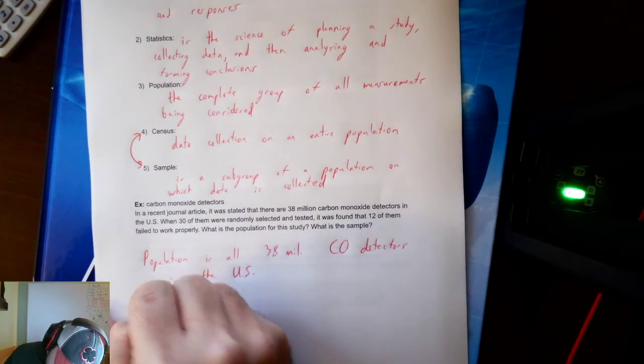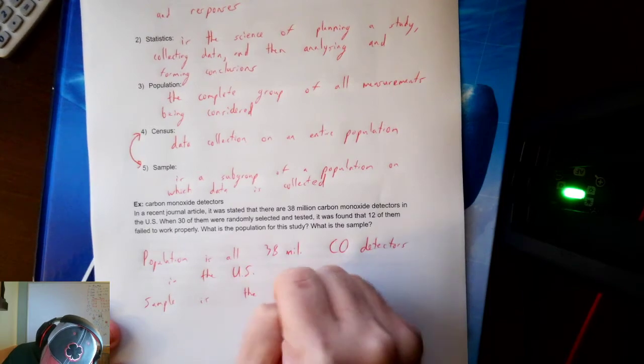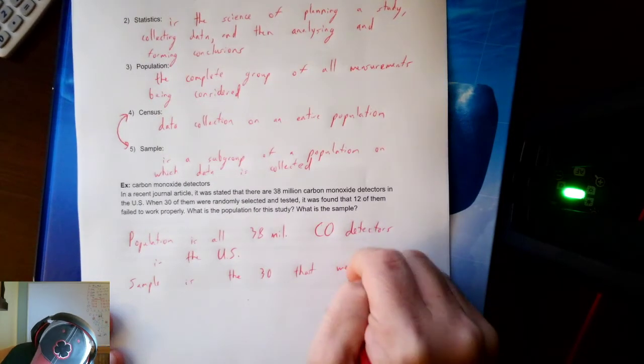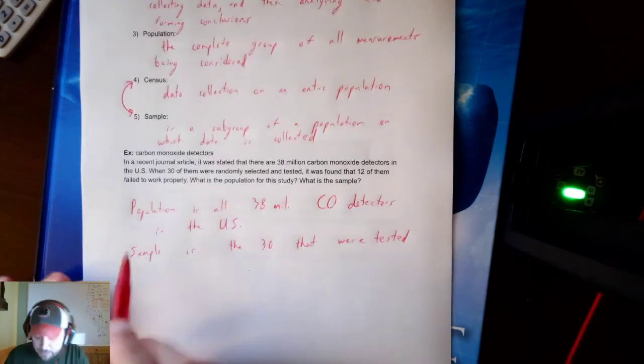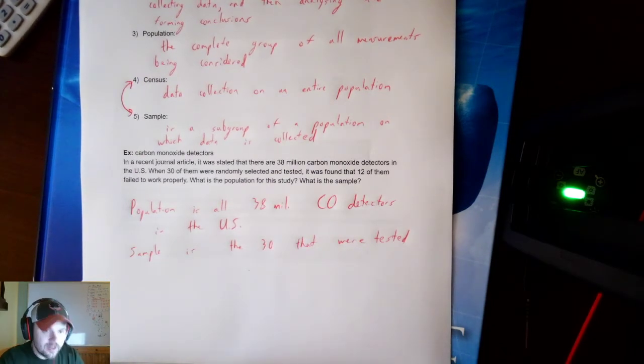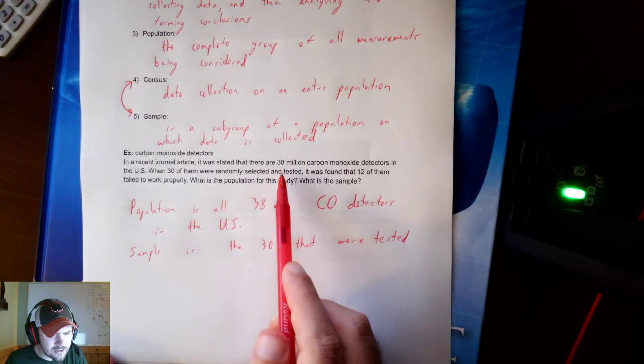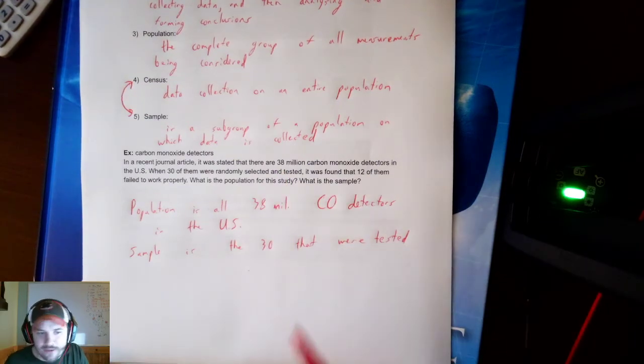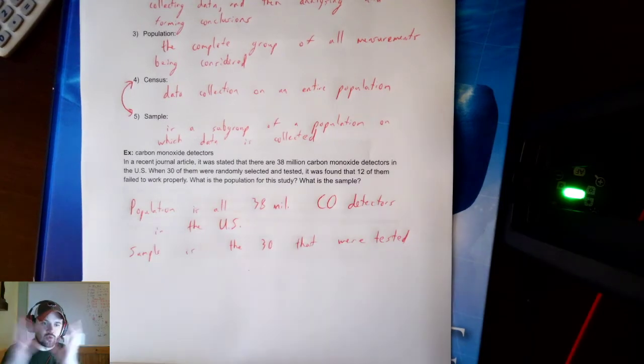What's the sample? The sample is the 30 that were tested. The population is all 38 million of them. The sample is the 30 that were tested, right? We took a small sample. Now, why would we have a population and then take a sample? Well, let's think about it. If you were testing the safety of carbon monoxide detectors, is it reasonable to expect you to take data on all 38 million of the detectors? No, you'd never have enough time to do it. That's why we work with samples, because we can draw conclusions about the sample and then infer them about the whole group. So samples and populations.